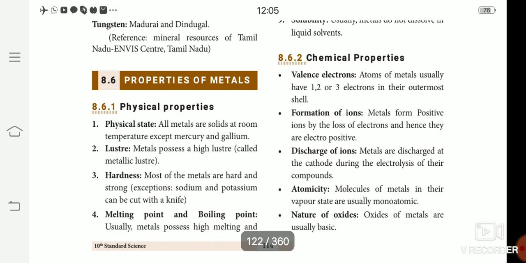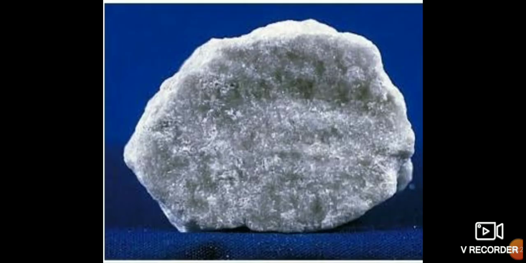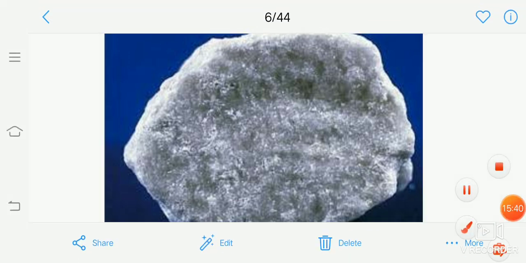The first one, physical state. In the physical state, all metals are solid at room temperature. These metals come from the earth's crust in nature. So in the physical properties, these metals are solid at room temperature.